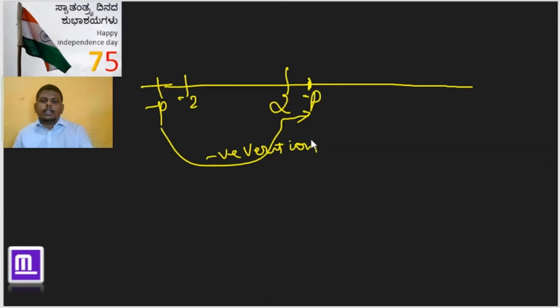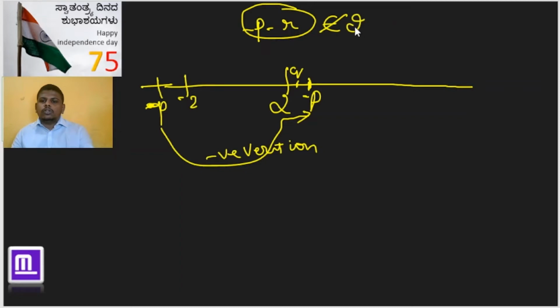We have not yet defined the negative numbers. I'm just talking about the negative version, the negative version of a p. So we should find such a p that there is another number in between.